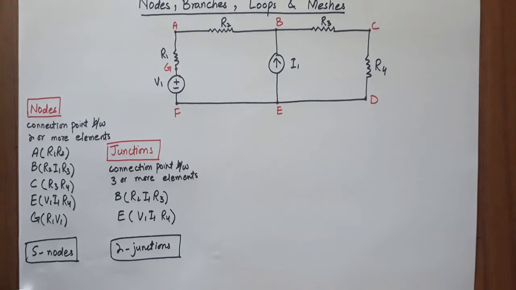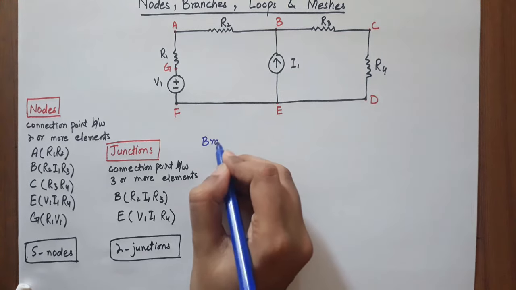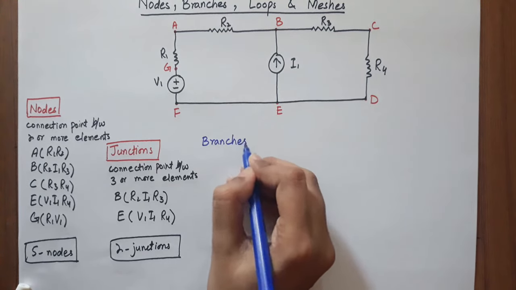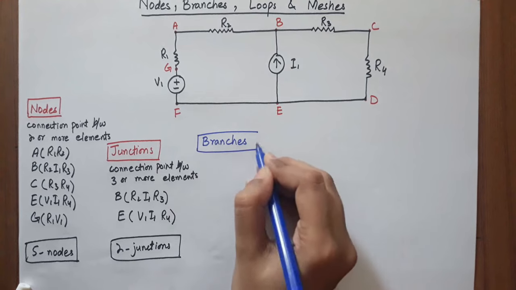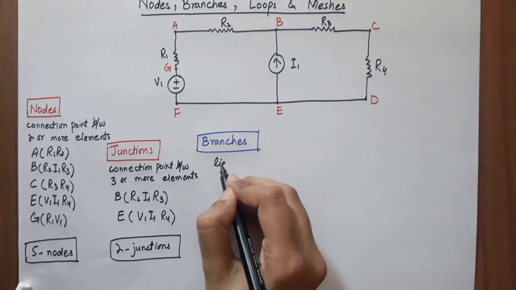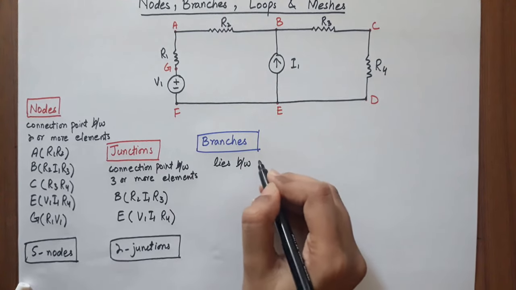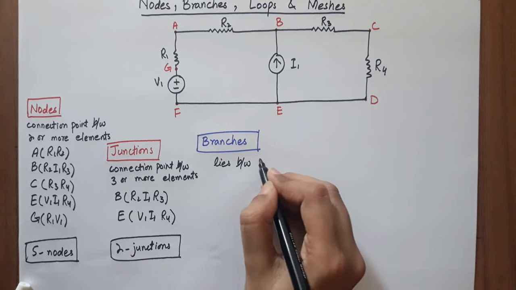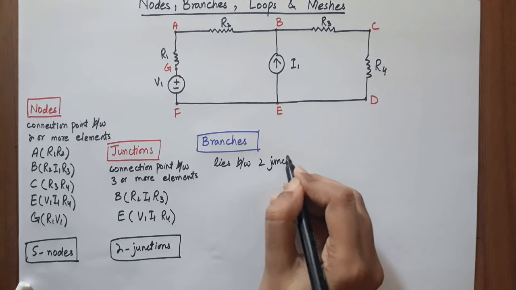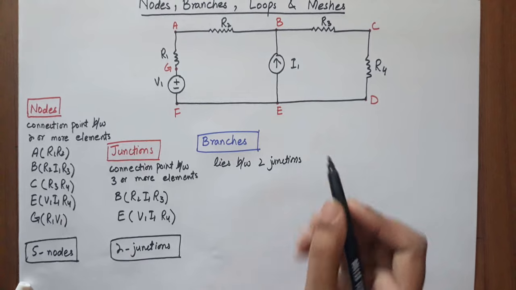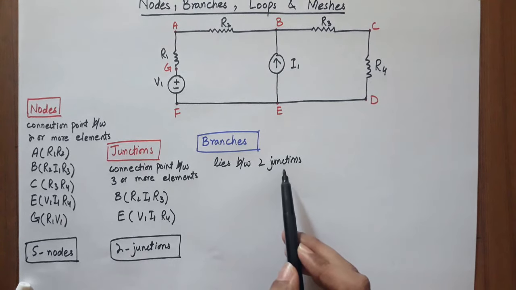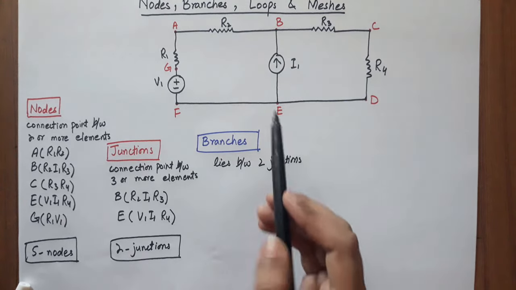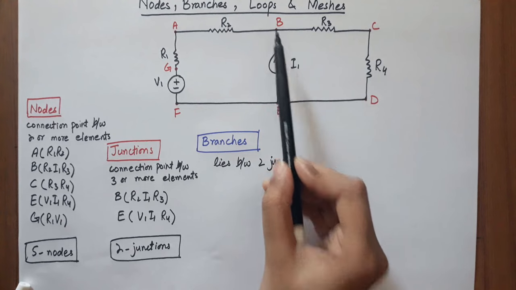Ab junction jo hai wo actually node hai, lekin jo nodes hain wo junction ho bhi sakti hain aur nahi bhi ho sakti. So branches. What is a branch? Branch lies between two junctions. Or we can say do junctions ke beech mein jitne bhi paths honge utni branches hongi. Theek hai?